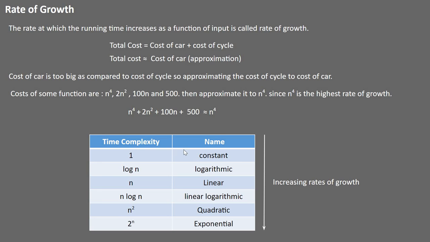If we look at this chart, which is useful for you, if it is n raised to power 0, or you can say 1, then the value is constant. If the value is log n, then it is logarithmic. n is linear, and n into log n is linear logarithmic. n raised to power 2 is quadratic, and 2 raised to power n is exponential. These are the basic terms we are going to use in the rate of growth.